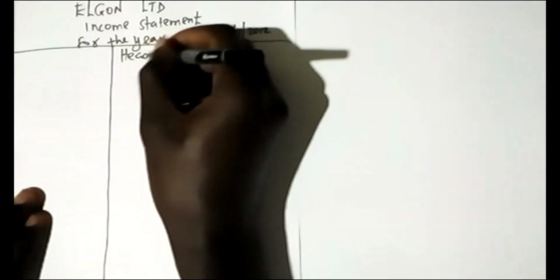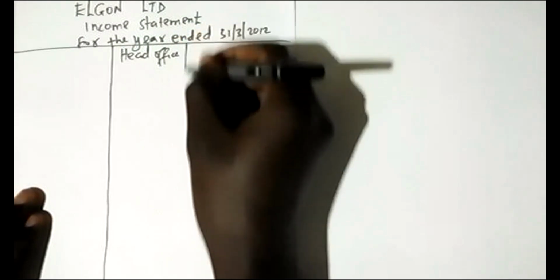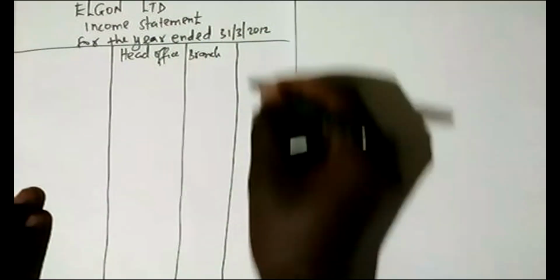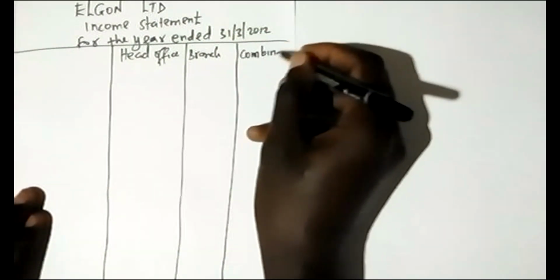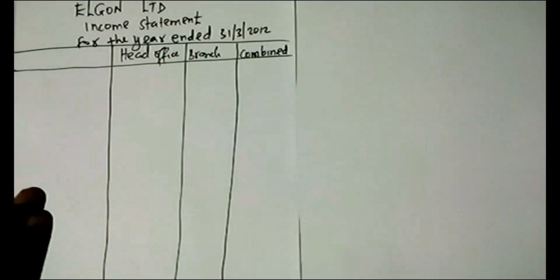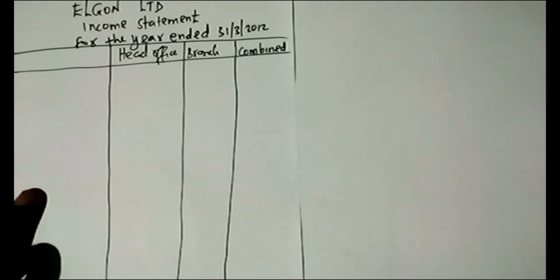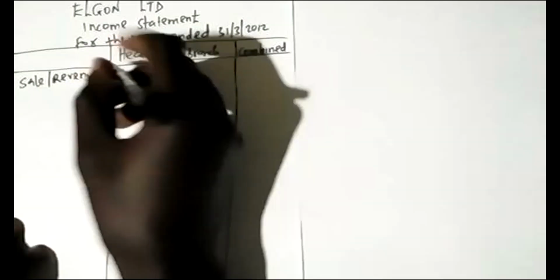So remember that we talk about the head office, we talk about the branch, and we talk about the combined. For the case of head office, branch, and combined, this is very easy because already they have made enough tricks under the translated trial balance. So the income statement is easy. We start from sales or revenue. So here we were given 260,000.